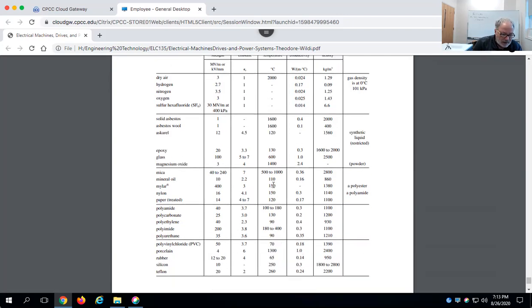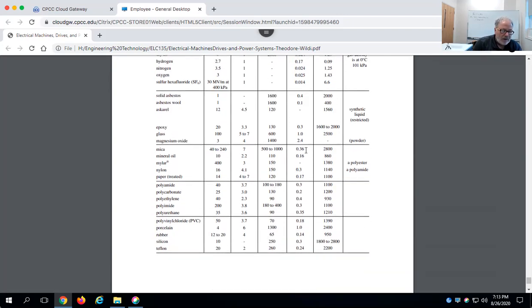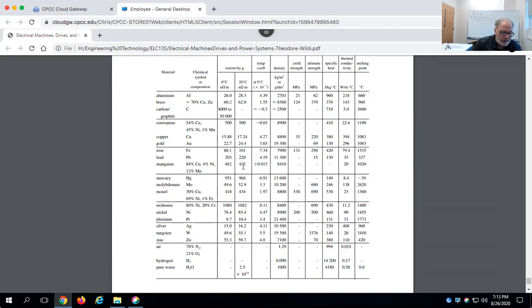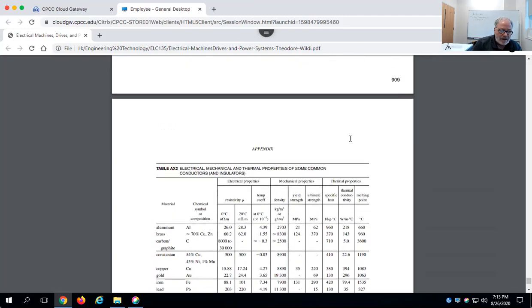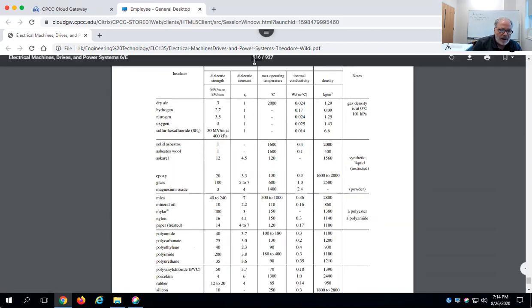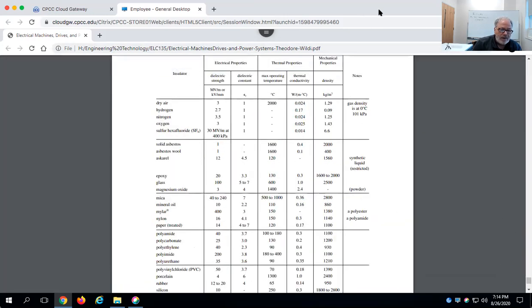And again, there's a lot of these, and you look at mica, and of course mica's not a good electrical conductor. If I go down here to copper, and I look at its thermal conductivity, we see it's 394 watts per meter degree C. And you see a big difference between something that's considered a conductor and something that's considered an insulator in regard to its thermal conductivity.